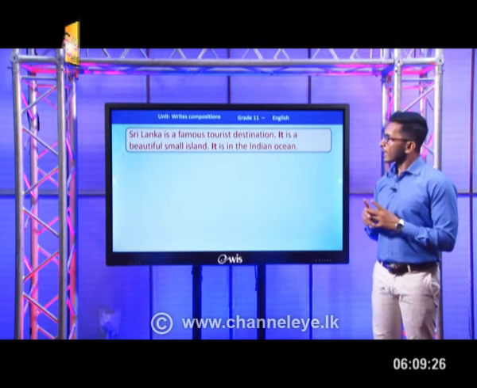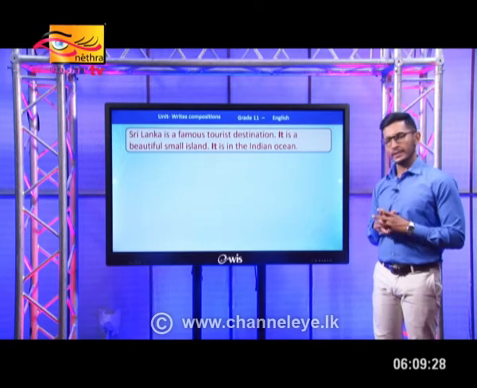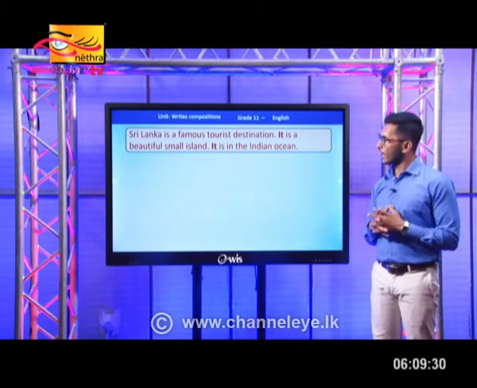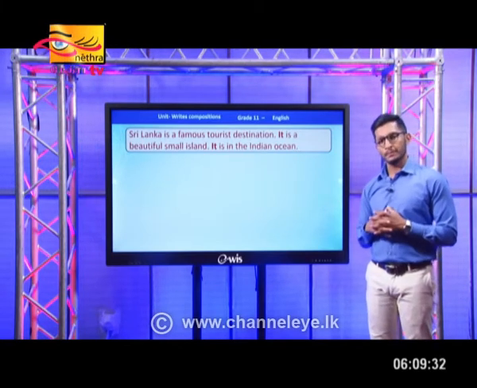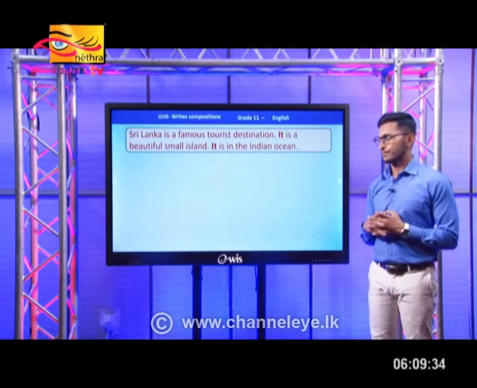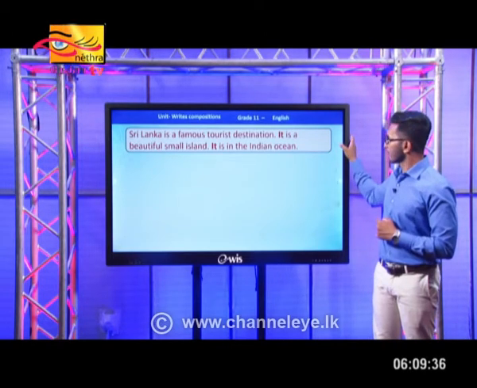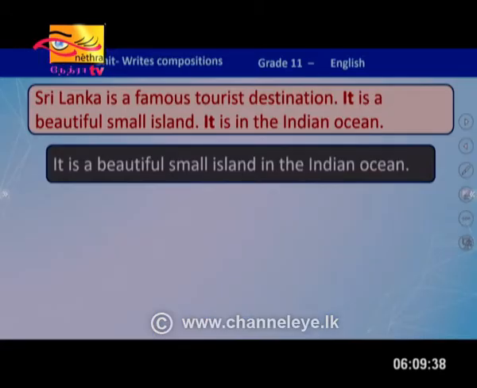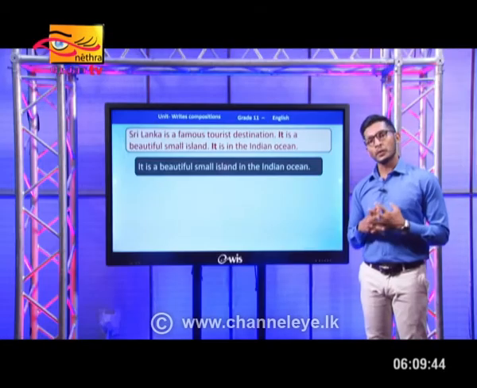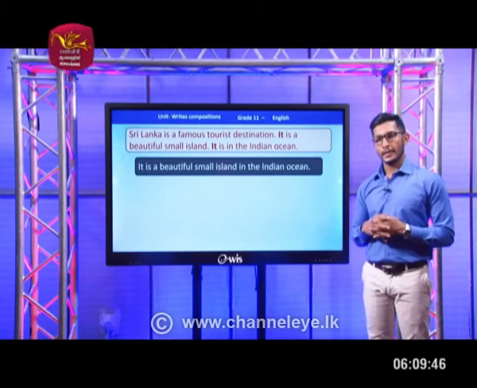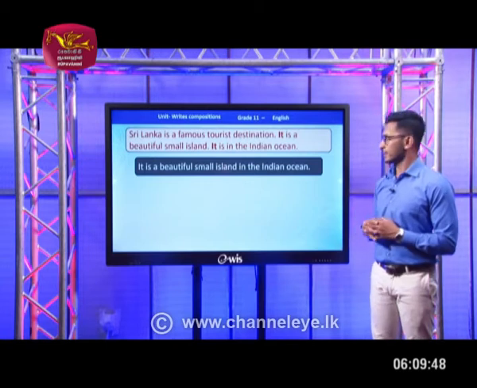Now here, can't we join the last 2 sentences? It's a beautiful small island. It is in the Indian Ocean. Of course we can. It is a beautiful small island in the Indian Ocean. Or you can also say, it is a beautiful small island located in the Indian Ocean, as I told you earlier. Now let's look at another example.